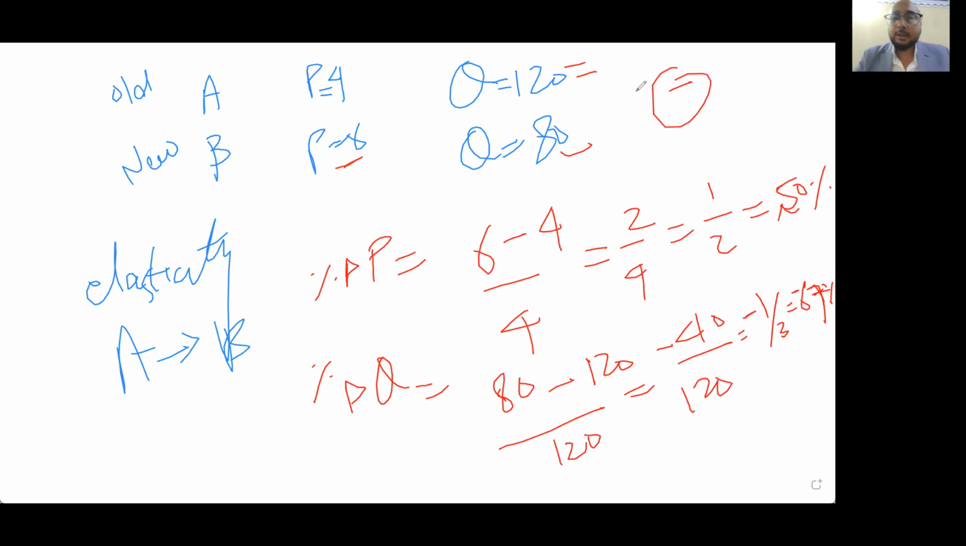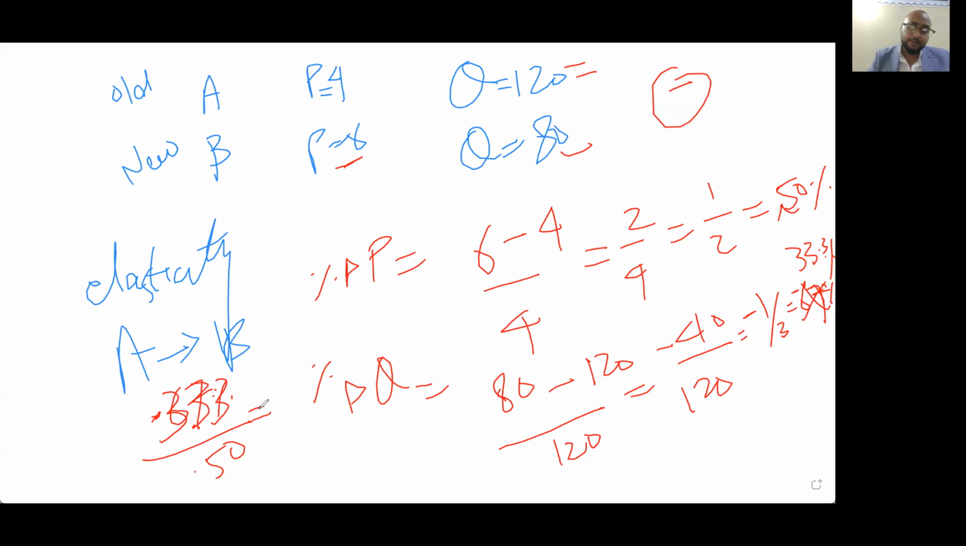Did you notice something? If we find out the price elasticity of demand, it is percentage change in quantity, 0.67 or 67%, divided by percentage change in price. 1 by 3 is 33%. Sorry, 33.3%. My bad. Divided by 0.50. What is the answer? Can anyone tell me what is the answer?